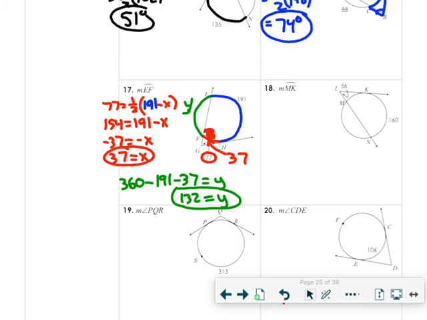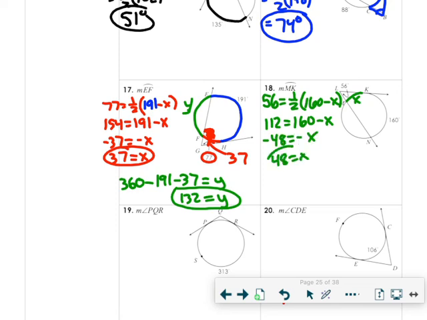So looking through, this one's going to be very similar. 18 is the same exact type of idea, but it's probably good to look at that negative X thing one more time. All right, so we're going to find MK. So this is our X, okay? That's the little arc. What we're looking for is the little arc. So the outside angle is 56. That's equal to 1/2 the big arc of 160 minus the little arc, what we're looking for. When you double both sides, you get 112. When you subtract 160 over, you get negative 48 equals negative X. That just means 48 equals X.